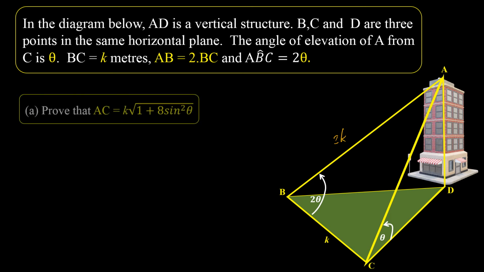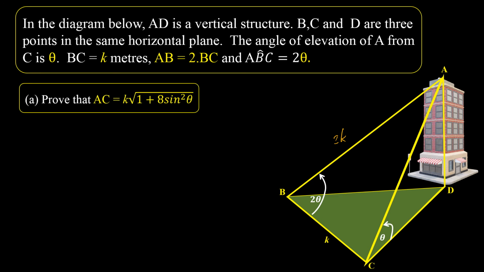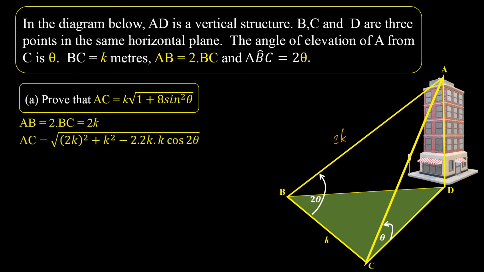Now what is our question? Prove that AC is equal to K times root of 1 plus 8 sine square theta. So we are going to solve for AC. AC is here in the triangle ABC. We have angle ABC is 2 theta. BC is equal to K and AB is 2 times BC, given in the question. Therefore, that is equal to 2K. So we are going to use the cosine rule. Now we have K and 2K here and the angle in between is 2 theta. We can use the cosine rule.